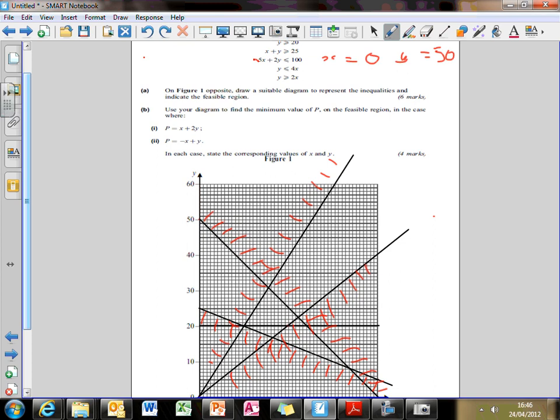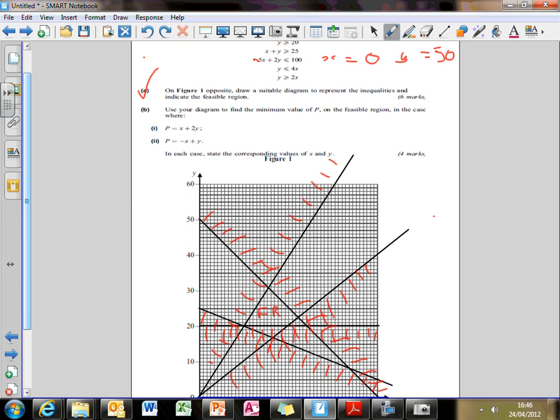And the top inequality, y is greater than or equal to 20, means I shade that side of that line there. Meaning, you must do this, you must label the feasible region. Okay, so that's taken care of part A. Let's have a think about B. Use your diagram to find the minimum value of P in the feasible region.